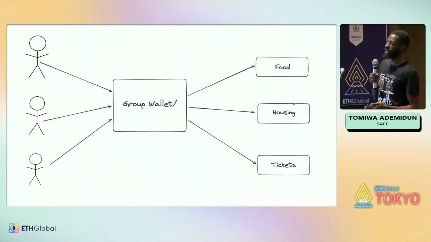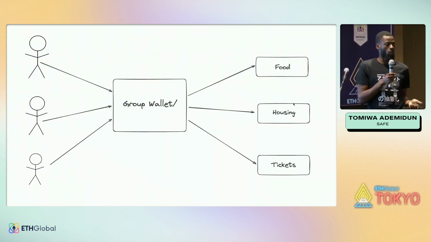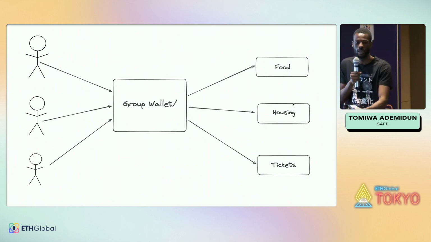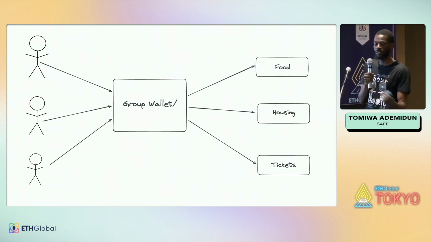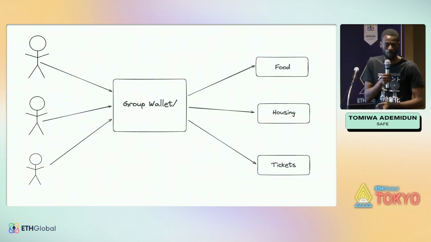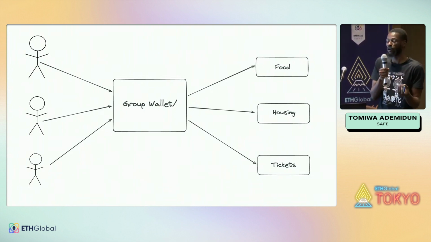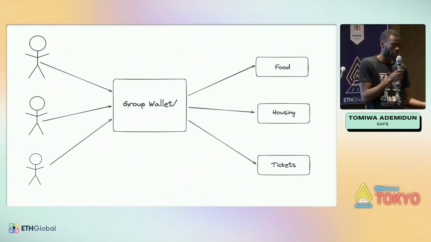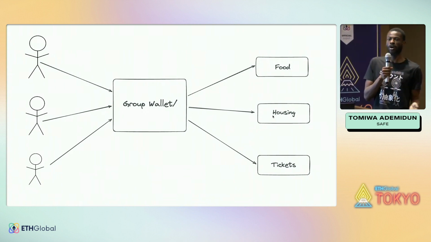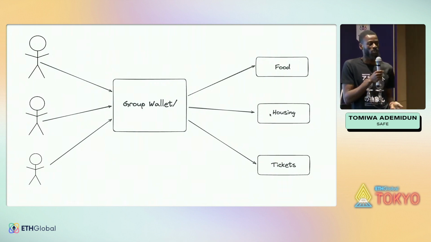Now, what if we could just create a group wallet, right? Where, you know what, forget all this stuff. We just create a shared bank account where we all send our money, and then one of us can say, hey, I'm going to take money out of our shared account and pay for the food. Or you can pay for the housing, you pay for the tickets. And then we have something like a group wallet. And another name for a group wallet is called a multi-sig, exactly. This is a very simple concept, but it has very powerful implications.